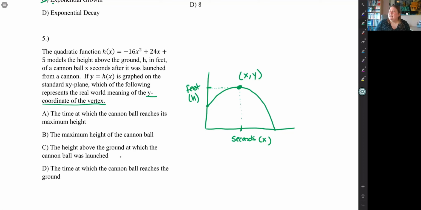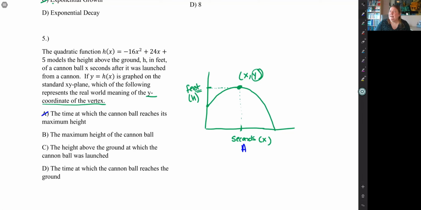So let's look at the options now. This is what I'm looking for. I know the answer is going to be in feet. So it's not going to be A, because A says the time at which the cannonball reaches its maximum height. Actually, A would be this point here. That's not what we're looking for though. We're looking for the y coordinate.